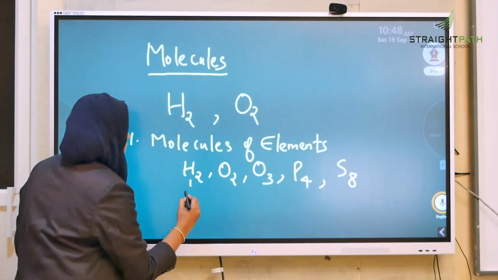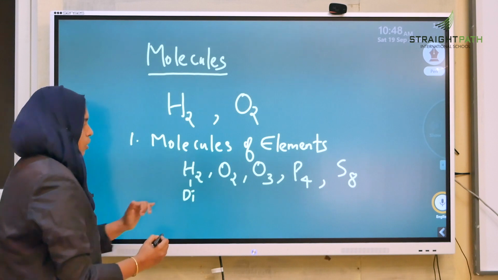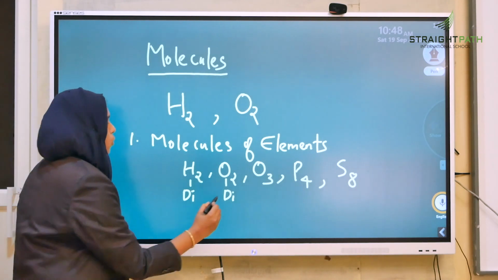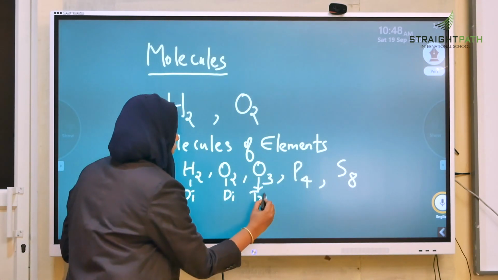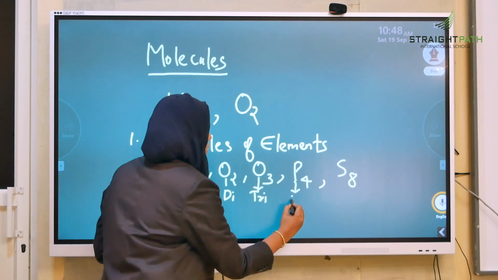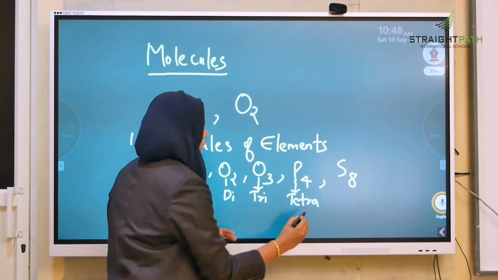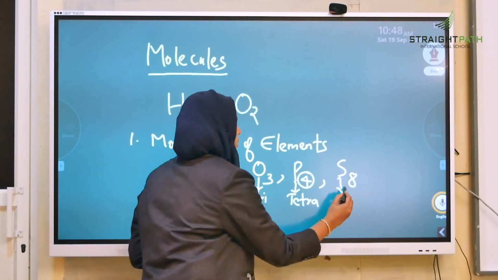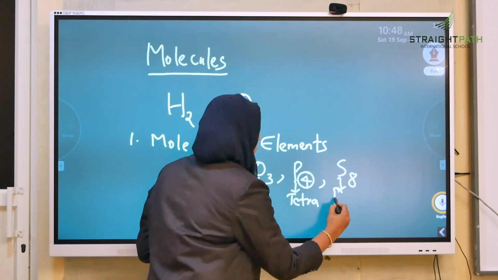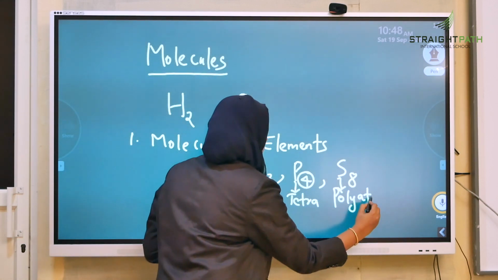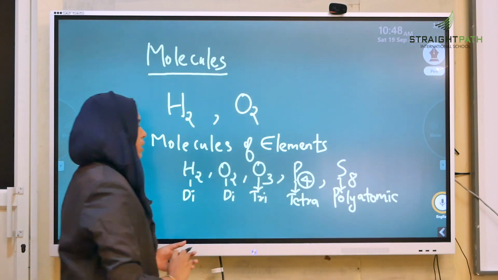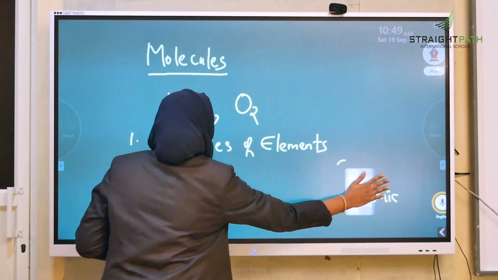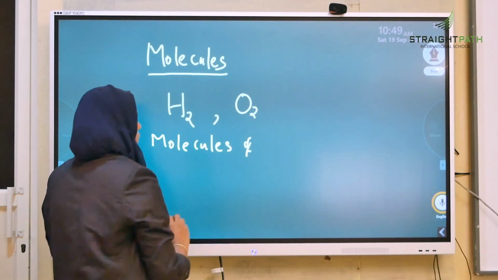Here, H2 is a diatomic molecule. O2 is also diatomic because it contains two atoms. O3 is a triatomic molecule. P4 is a tetraatomic molecule because it is formed of 4 atoms of phosphorus. Then S8. More than 5 atoms, then we call it a polyatomic molecule. That is about molecules of elements. Next, we can discuss molecules of compounds.